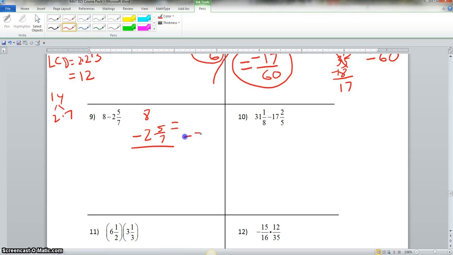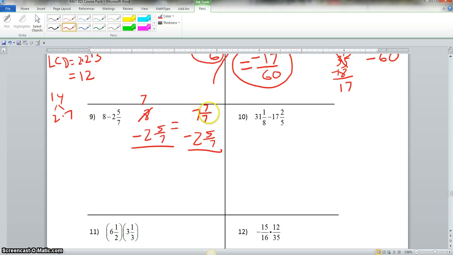First of all, our bottom fraction doesn't change. Now we borrow one from this 8, so we know that becomes a 7. Now the fraction we will use here from the one we borrowed, you always look at the denominator of this bottom fraction, which is 7. So the fraction that we will use is 7 over 7.